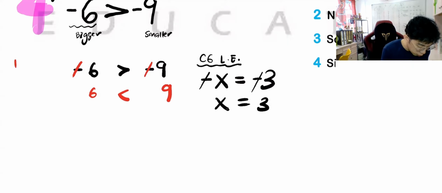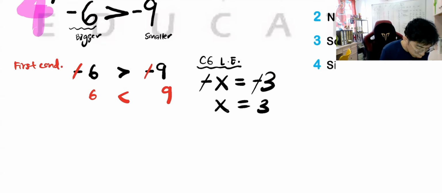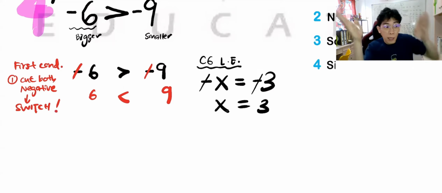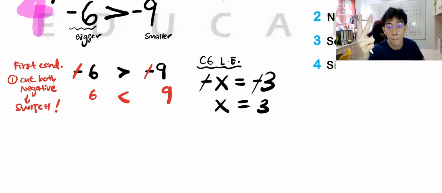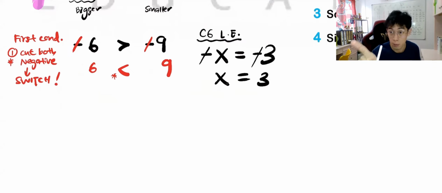So the first condition, you write "first condition", COND means condition. First condition, you have to write: cut both negative, switch. Okay? Cut both negative, switch. So I put a little star there. This first condition, there are only two conditions where you have to switch.